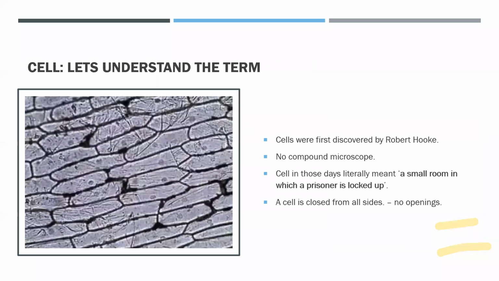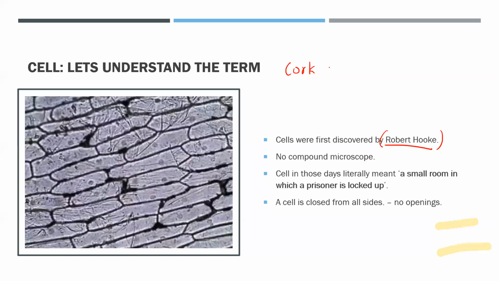The next slide says, cell, let's understand the term. I have already given the explanation in sections E and C, but section D is left, right? So students of section D should listen more carefully. First of all, there was a scientist called Robert Hooke. He developed his own microscope and he took cork cells.